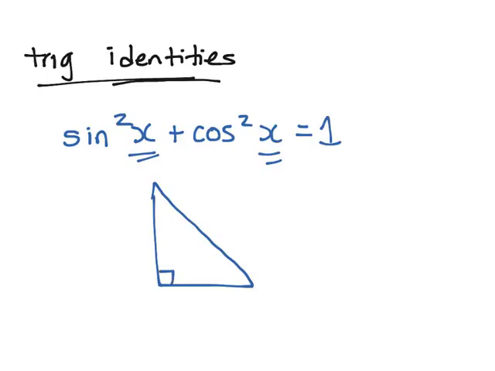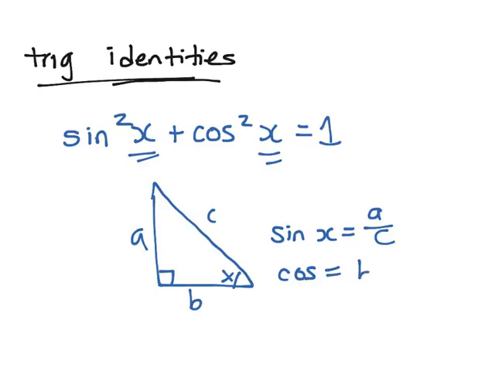If we have a right angle triangle, and we have our angle theta, or let's make that x, and we've got sides A, B, and C, then we know, by our rules for trig formulas, sine x is opposite over hypotenuse, that's A over C, and cosine x is equal to B over C. And we also know, by the Pythagoras theorem, that a squared plus b squared is equal to c squared.